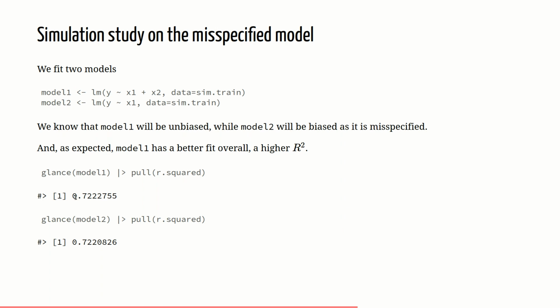So you can see that model 1 has multiple R squared 0.7222755. Model 2 has a lower, not much lower, but lower, R squared. And this is because it's misspecified, right? We've got more information in model 1 because we're able to make use of x2. So model 1 has a better fit, a higher R squared. We're explaining more of the variance in y than we are using model 2.